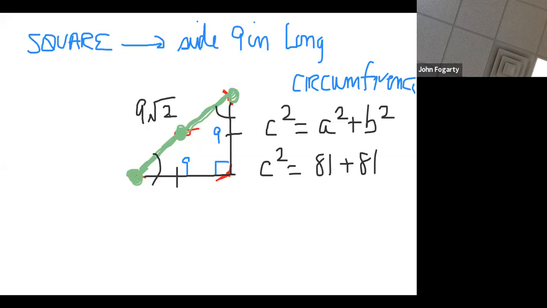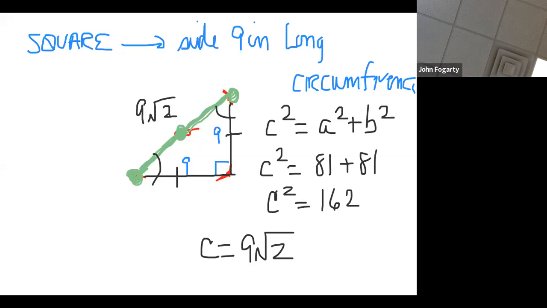Right? 9 squared plus 9 squared, right? So c squared equals 162. And then you would have found out that this was 9 radical 2. But if you had remembered, you would have remembered that that was a 45, 45, 90. You just would have done that.